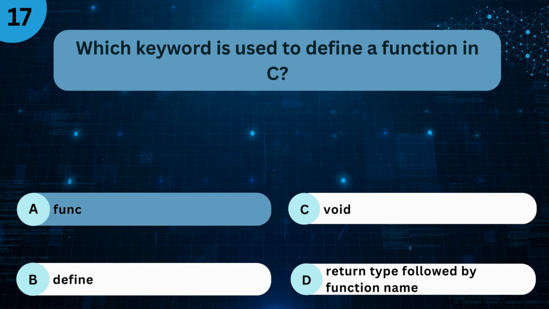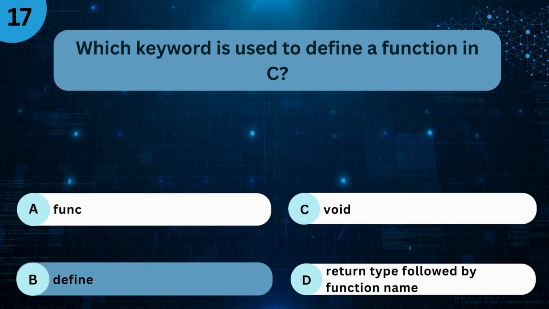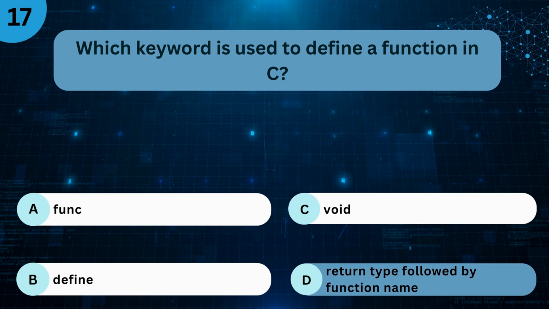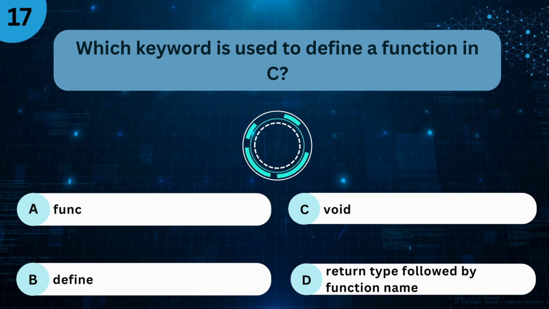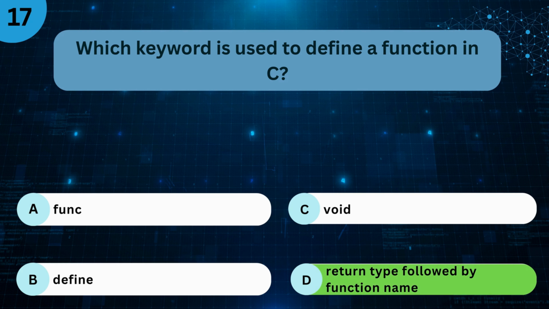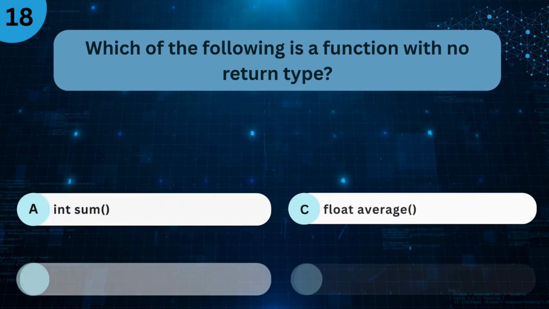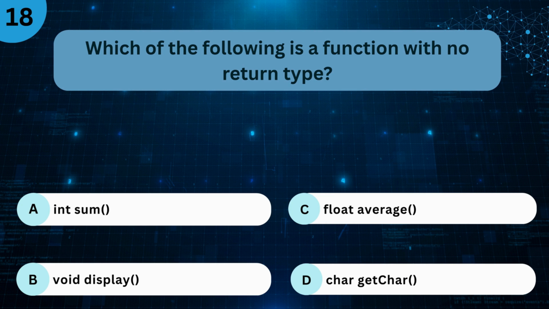A. Function. B. Define. C. Void. D. Return type followed by function name. The right answer is D. Return type followed by function name. Which of the following is a function with no return type?